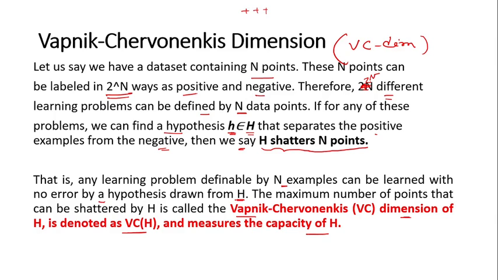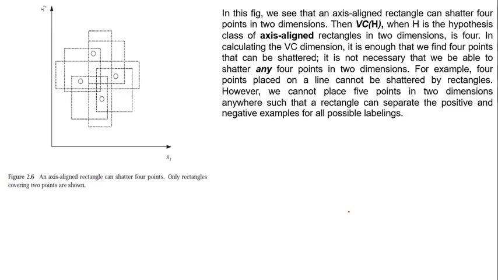So what this dimension does is, we say that if 2 to the power n different learning problems can be defined by n data points, and for any of these problems we can find a hypothesis, that means you have to find a way, h belonging to capital H, that separates the positive examples from the negative examples, then we say that H shatters n points, okay? And this whole concept is called the Vapnik Chervonenkis dimension of H, denoted as VC(H), and measures the capacity of H.